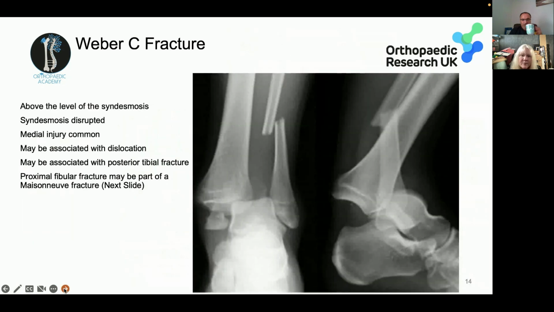So we move on to a Weber C. This is a Weber C fracture above the level of the syndesmosis. And if we look at the distance between the tibia and the fibula, it's wide. Okay, it's that syndesmosis. All three bundles of it have gone. These bones should not be that far apart. There's probably a little fragment of bone there, which is probably off the back of the tibia, which often happens. So your fibular fracture is above the level of the syndesmosis. Here it is. It's a Weber C type fracture.